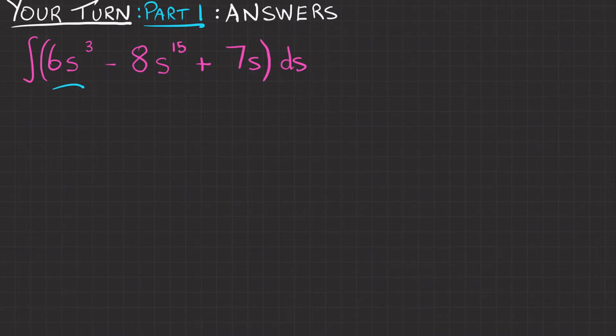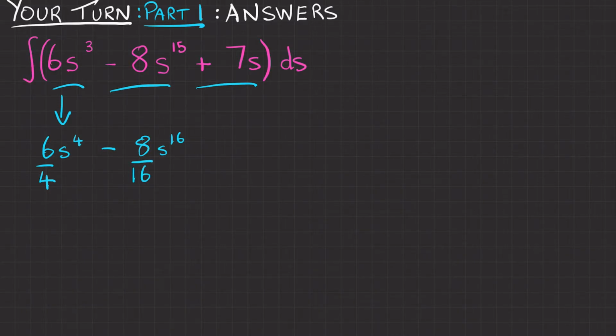So we've got 3 individual terms. This first one will have 6s to the power plus 1, which is 4, over the new power, minus 8s to the 16, as it's add 1 to the power, over the new power, which is 16, plus 7s add 1 to the power, so that's s squared, over the new power, plus c.